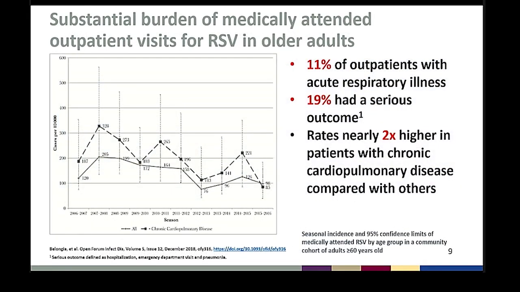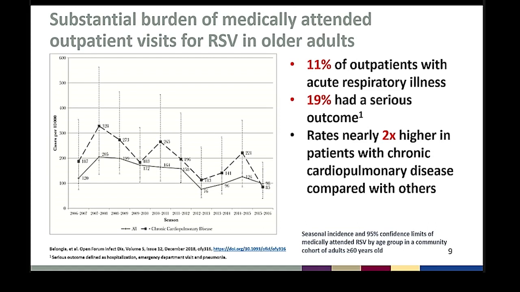RSV also causes a substantial burden of outpatient disease in adults also. The data on this slide shows rates of medically attended visits for RSV in adults 60 years and older, over 10 seasons. In this study, investigators tested patients who presented to outpatient clinics with acute respiratory infections and found that among those, 11% had RSV. Among those with RSV, 19% had a serious outcome, which the investigators defined as hospitalization, emergency department visit, or pneumonia.